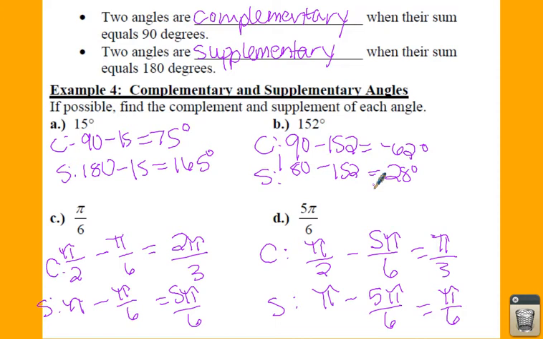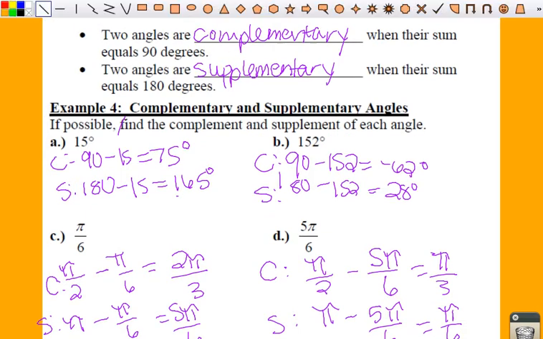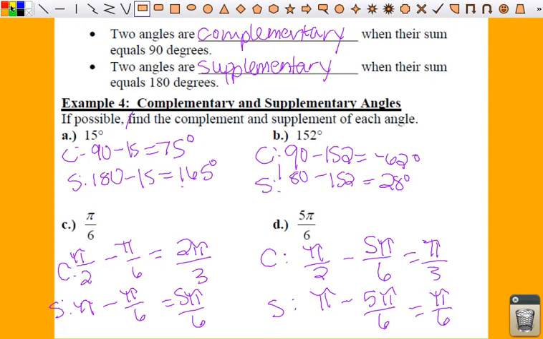Esteemed colleagues Hans and Franz neglected to tell you guys that when you're trying to find complementary and supplementary angles, you need to make sure that if they start off in degrees, then your answer ends up in degrees. So here for each of these, your complementary angles are going to end up being here in degrees right here and here. And if they start in radians, then they're going to be in radians to finish off.